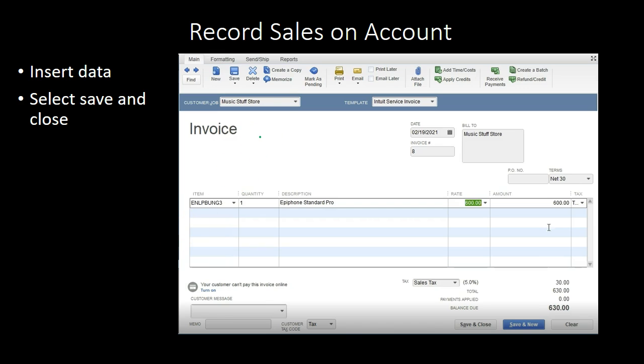So here we have the invoice we're going to create. We're going to have Music Store Stuff being the first invoice. The date will be input. The invoice number will populate automatically. And then all we need is the item number.